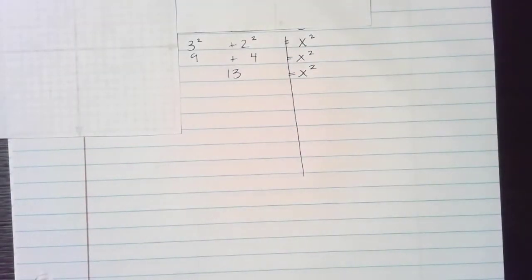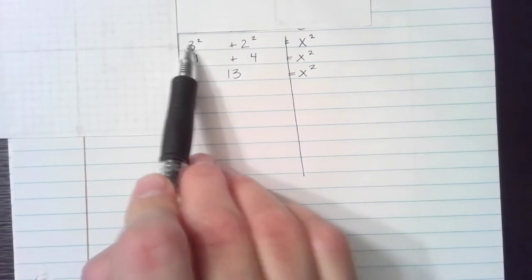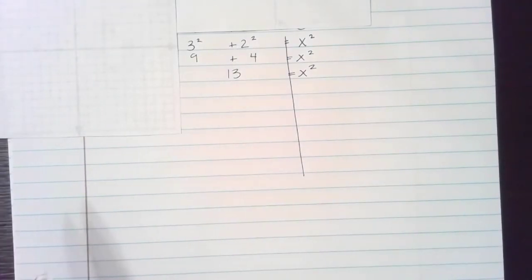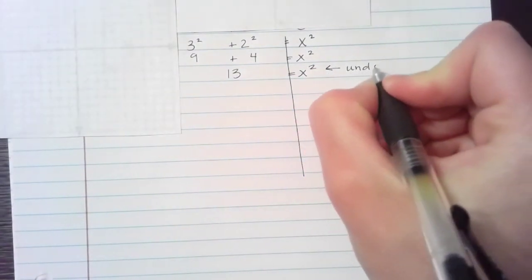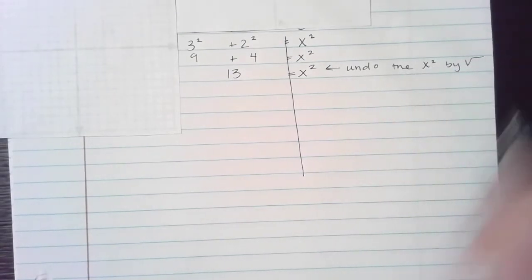You can jump that piece right there and go directly from here to there. And you can just add those up. Don't just add up the bases there. Don't do 3 plus 2 is 5. No. You actually have to simplify each individual piece. At that point, we're almost done. We're trying to get x by itself. X is being squared. You are going to undo the x squared by square rooting both sides.